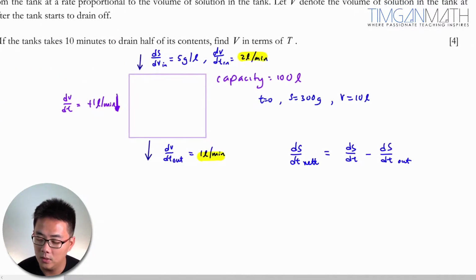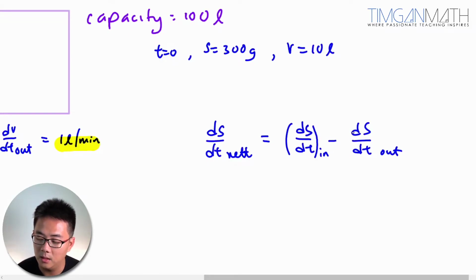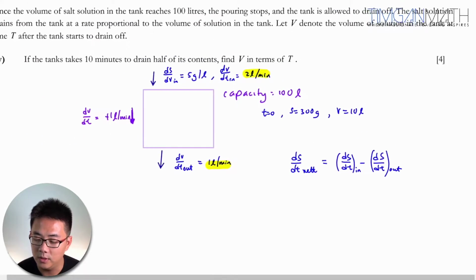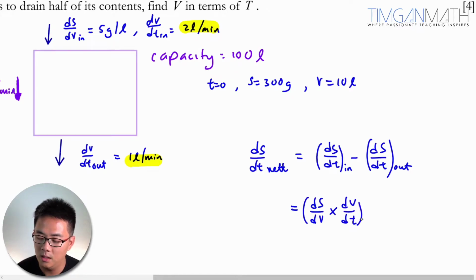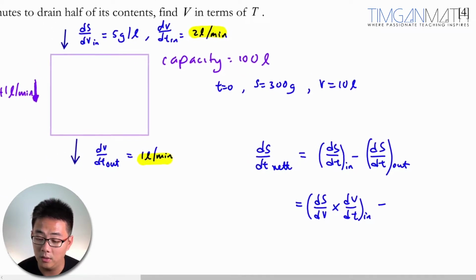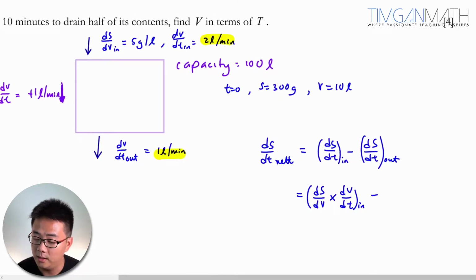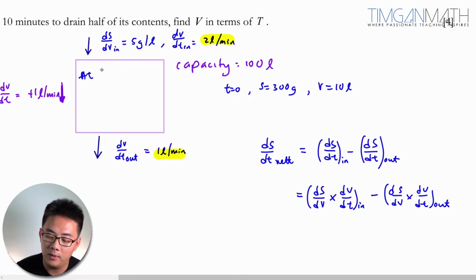Okay, so ds/dt in here, ds/dt out here. Now ds/dt in would just mean that we are looking at 5 grams per liter times 2 liters per minute. Sorry, you're using the chain rule, ds/dV times dV/dt. In and out. This ds/dt out, on the other hand, would just be ds/dV times dV/dt out. At time t, just take note that the mass is s, the time is t, small t, that's it.